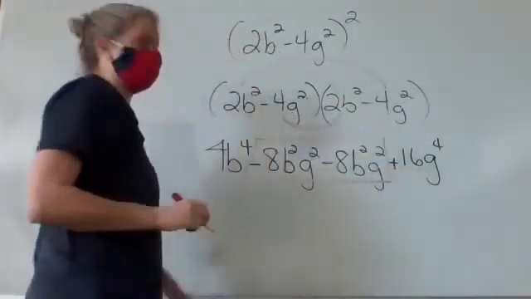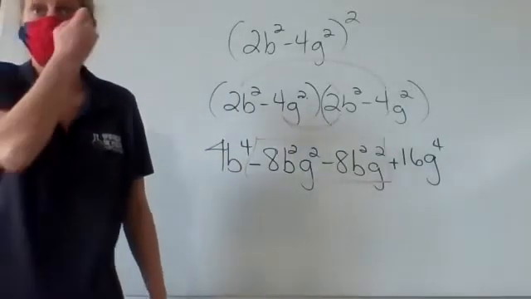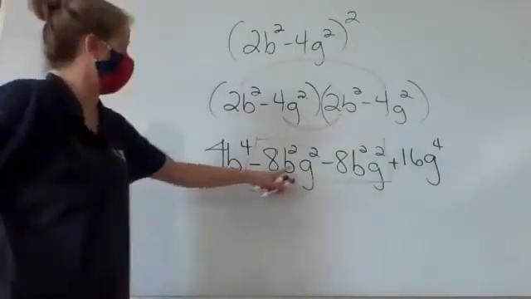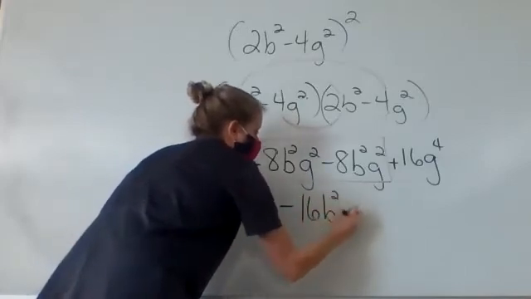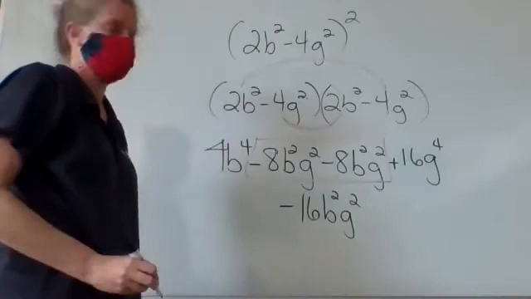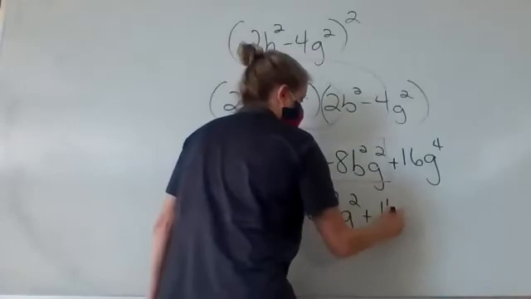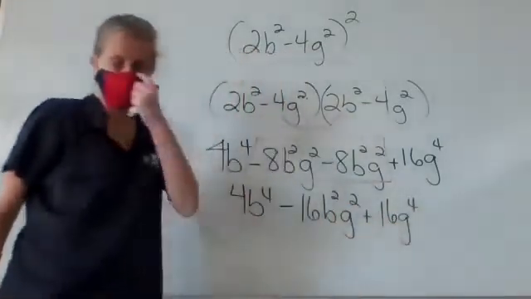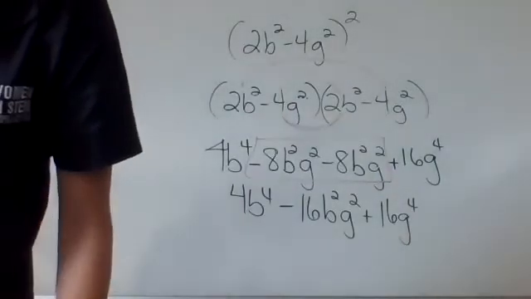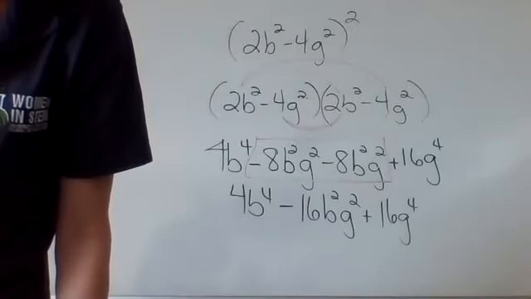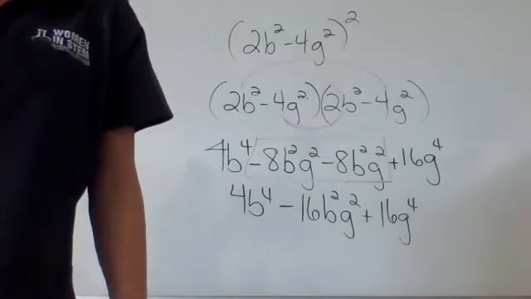Look at these terms in the middle. They're both b squared, g squared, which means they're the same. Negative 8 and negative 8. You are right. Gives me all together negative 16 b squared g squared. And then bring down the 4b to the 4th plus the 16g to the 4th. So you don't add squares, you just bring them down.